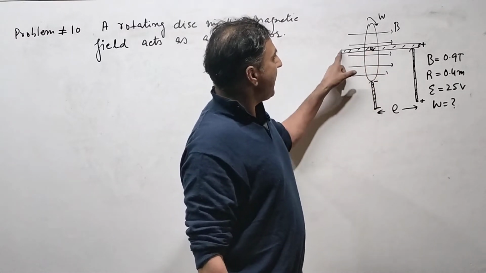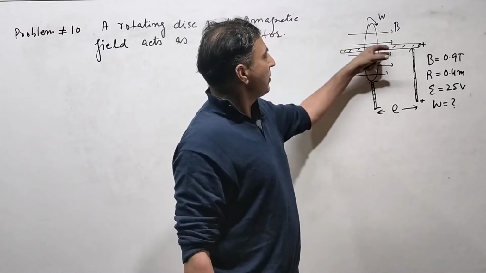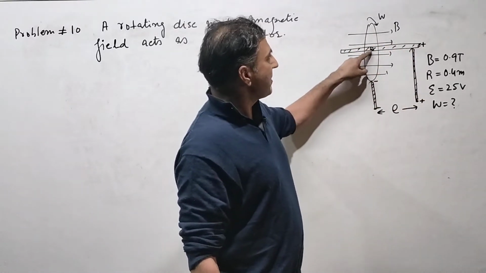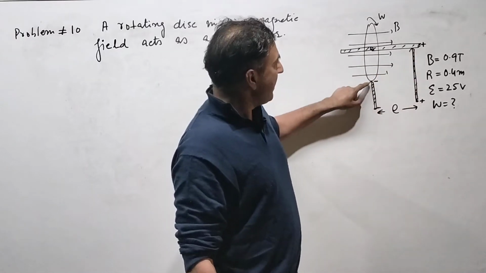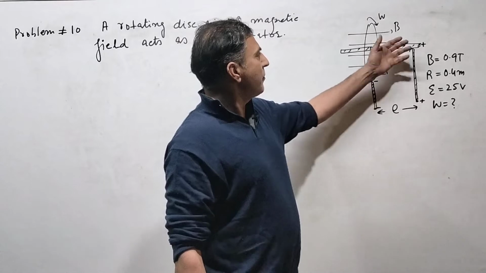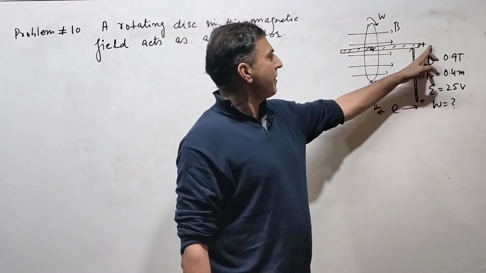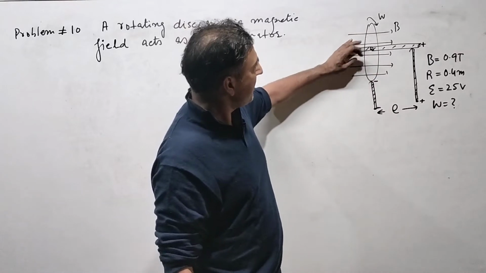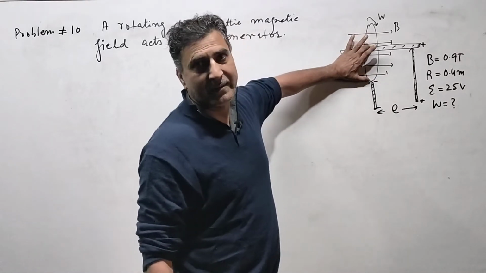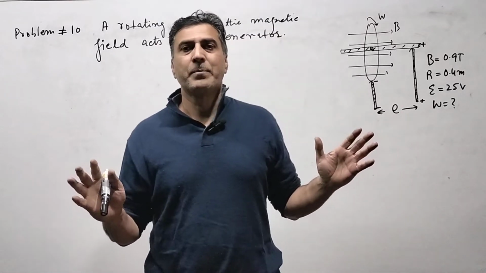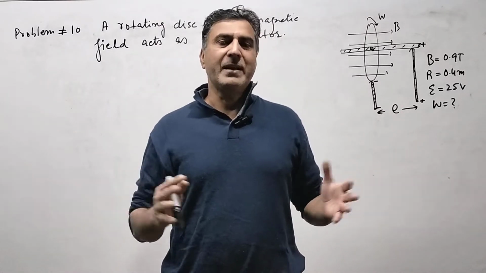And also there is an axle through the center of the disk, which acts as one more electrode. The center of the disk becomes positive in some cases, and the periphery becomes negative. It can happen in reverse. If you change the magnetic field direction, it can become negative or positive. But that is not the point. The point is there is a potential difference created between the center and the periphery. A disk rotating in the magnetic field, that's all.